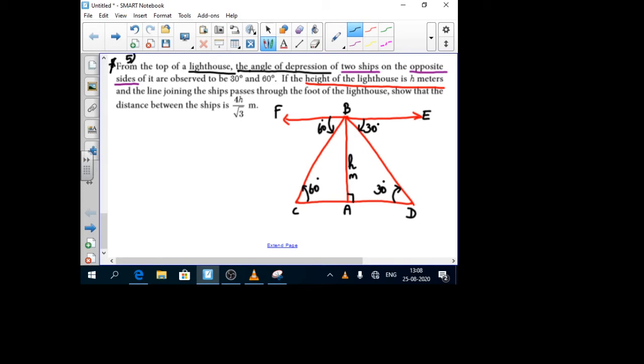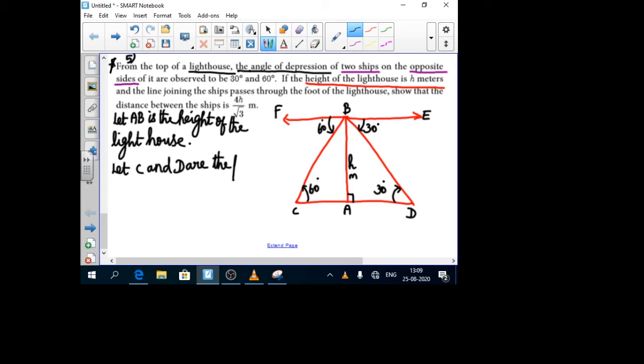Let AB be the height of the lighthouse. Next, let C and D be the positions of the two ships. These are the objects they are giving in the question.